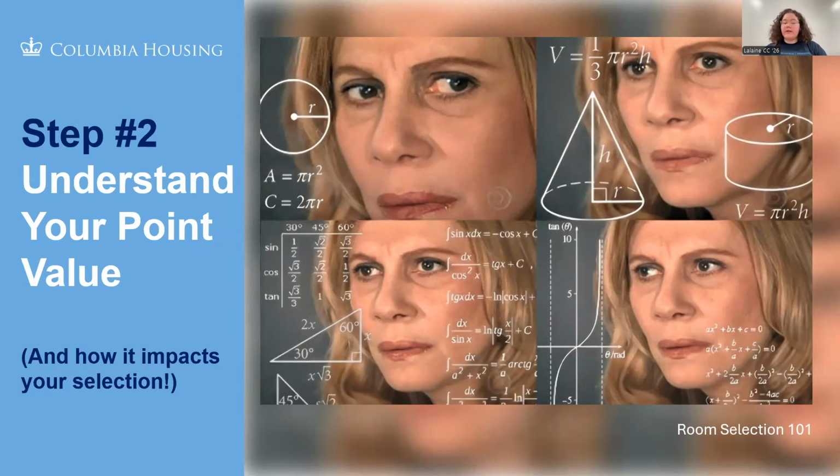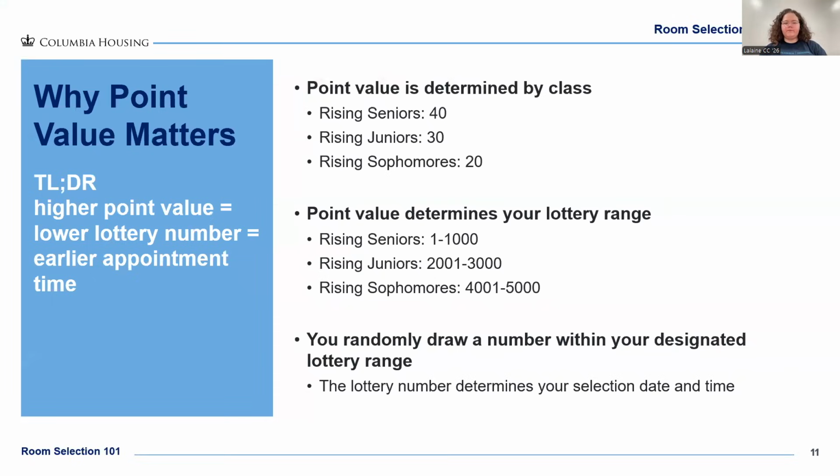Step 2, understanding your point value and how it impacts your selection, is the next step. Everyone is assigned a point value weighted to their class. For example, rising seniors are 40 points, rising juniors 30 points, and then rising sophomores are 20 points. This means that a lot of you are going to have the same point value. So to decide appointment times fairly, housing runs a lottery. The point value tells you the range in which you can expect your lottery number to fall. Rising seniors who have the highest point values get first pick, lottery numbers between 1 and 1,000. Rising sophomores who have the lowest point value get last pick, lottery numbers between 4,001 and 5,000.